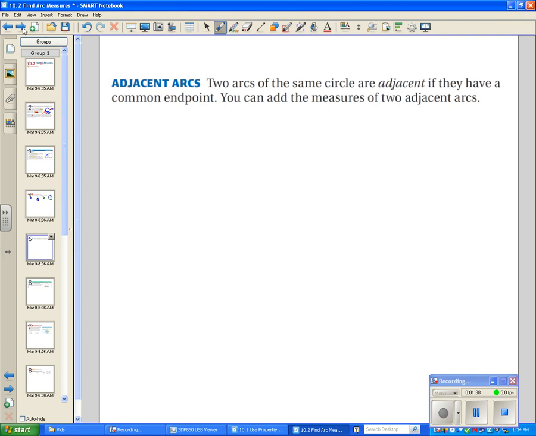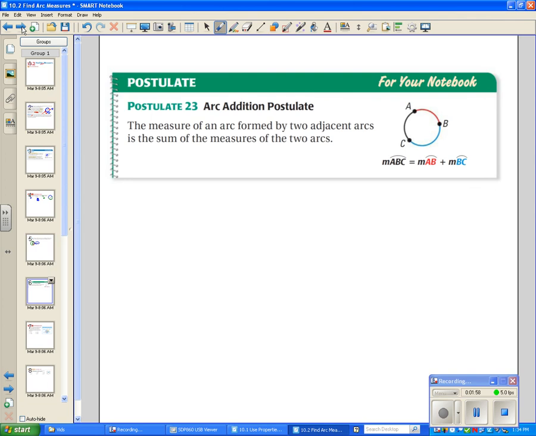Two arcs of the same circle are adjacent if they have a common endpoint. You can add the measures of the two adjacent arcs. That means I have something like this. This arc right here is adjacent to this one because they share this point. That means you can add up some angles to get a bigger angle.